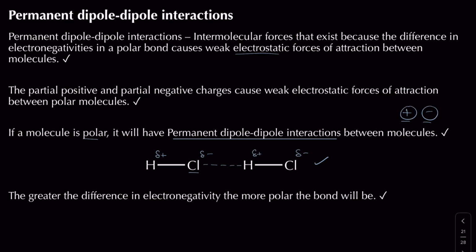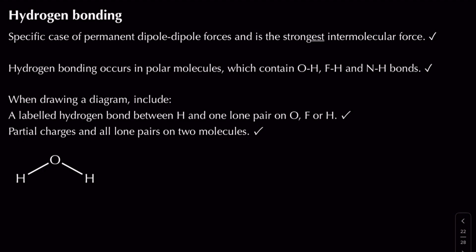Of course, the strength of this permanent dipole-dipole interaction will depend upon how polar the bond or molecule is. If the molecule is more polar, then the strength of the permanent dipole-dipole interactions is going to be greater. Moving on, we can get a specific case of permanent dipole-dipole interactions where we're dealing with an OH, FH or NH bond, and this is called hydrogen bonding, the strongest intermolecular force that you'll be dealing with.